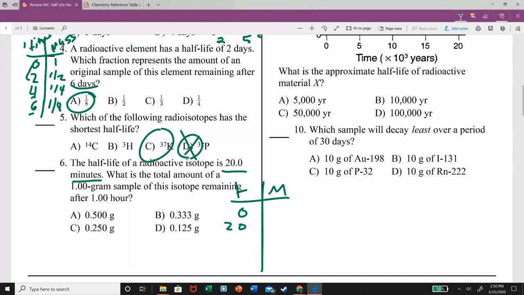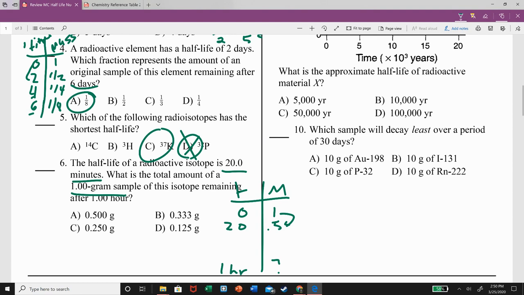I'm looking for how much remains, down here, after 1 hour, my end time. And I'm starting with a 1 gram sample. I have 1 gram at time 0. So then 1 half-life, right? I'm going to go down 1. That's going to be a half, which is 0.5. So after 20 minutes, I have a half.